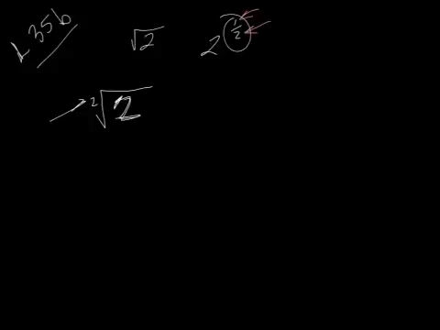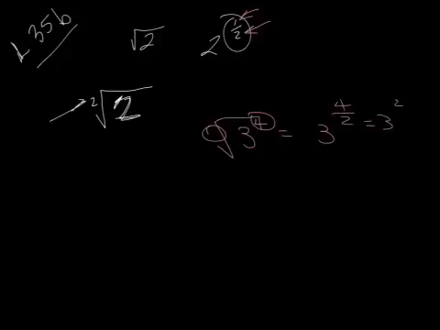So if I had the square root of 3 squared, now let's change this to 3 to the 4th. I could write this as 3 to the 4 over 2. Exponent goes on top. Index goes on the bottom. And that reduces: 4 over 2 is 2. So that is 3 squared, which is 9. So the square root of 3 to the 4th power is 9.